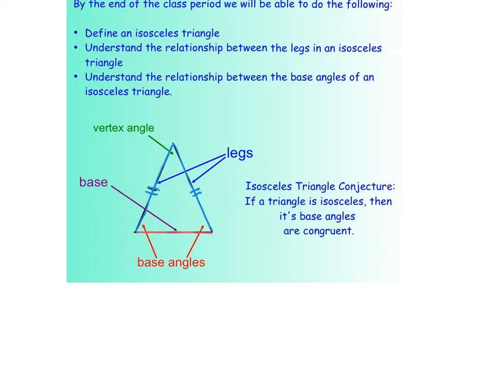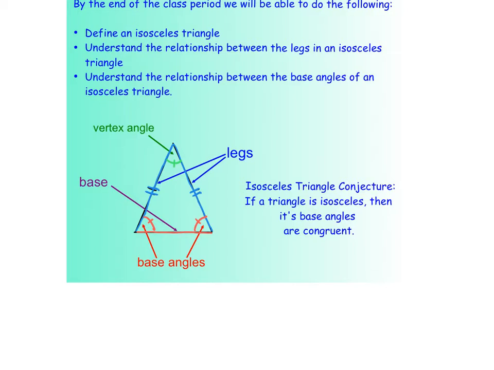Okay, now in an isosceles triangle, the base angles are congruent. So the angles across from the congruent sides are equal in measure. Those are called the base angles. And the vertex angle is the angle not equal to the base angles.